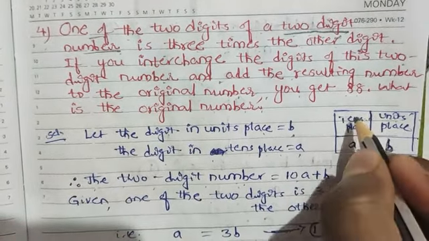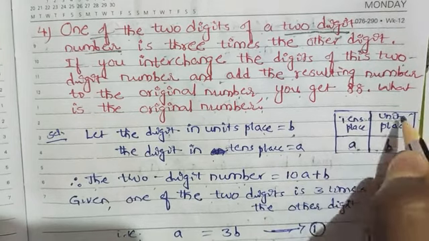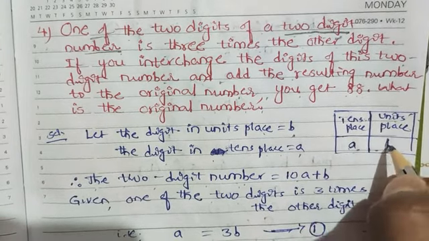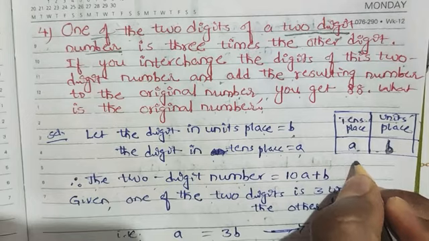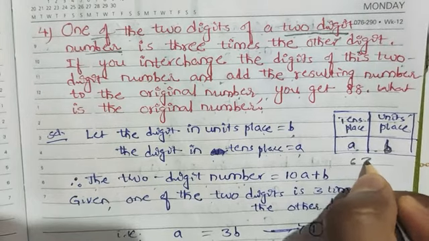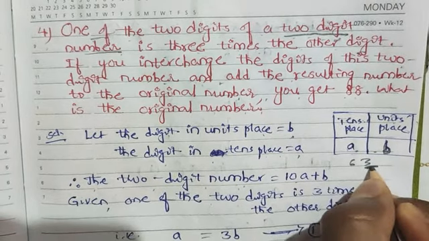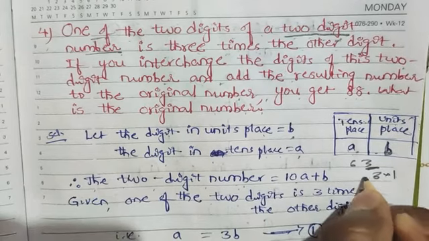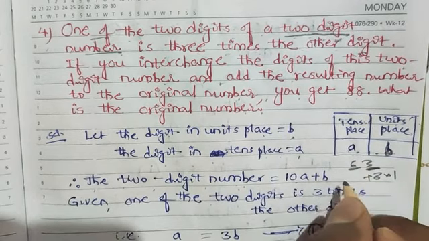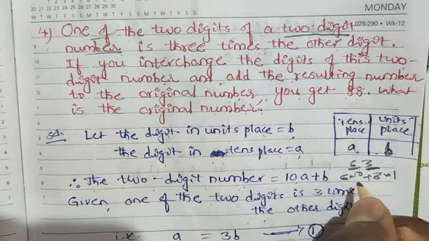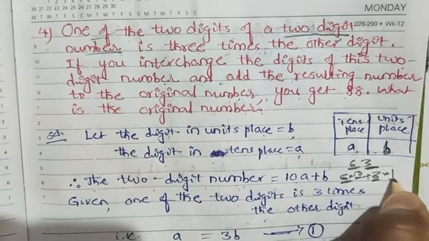How did you get this? Digit into its place. That is the logic. For example, if you take 63, 3 is in ones place, so 3 into 1, plus 6 is in which place? Tens place, 6 into 10. Digit into its place.